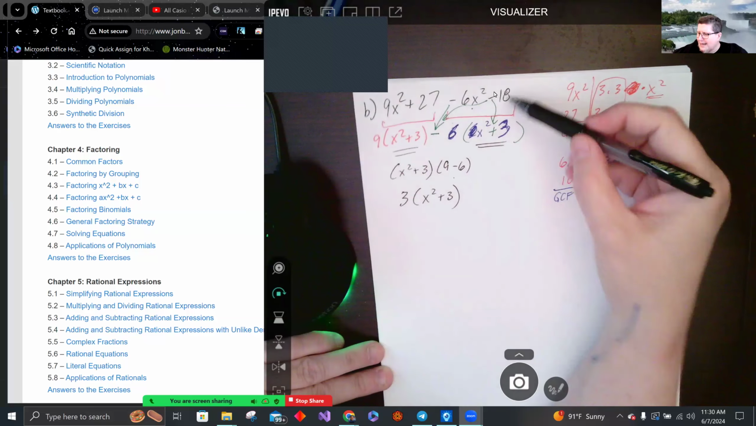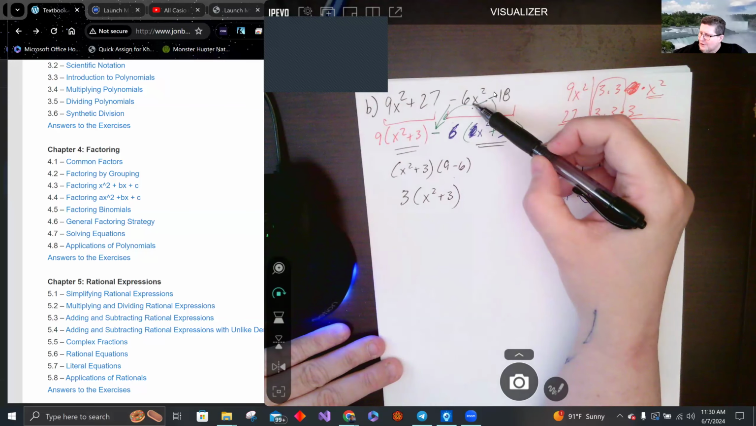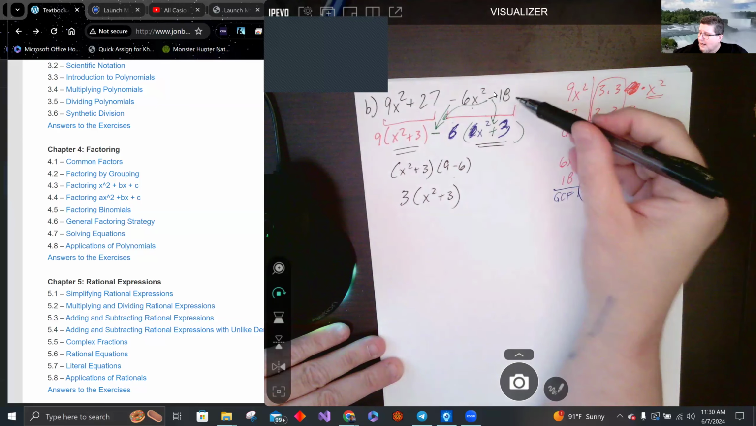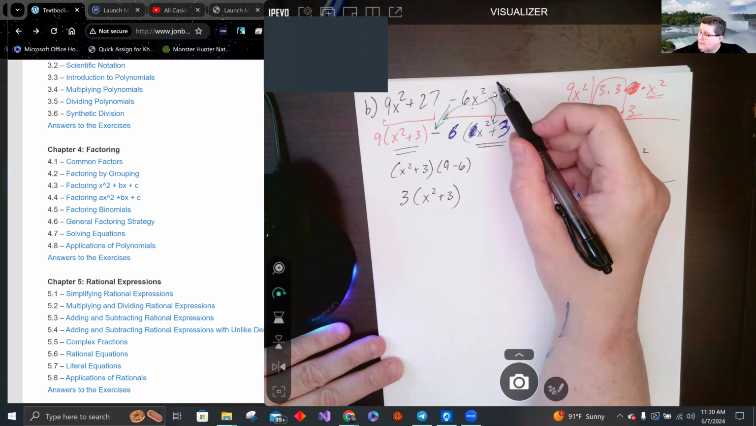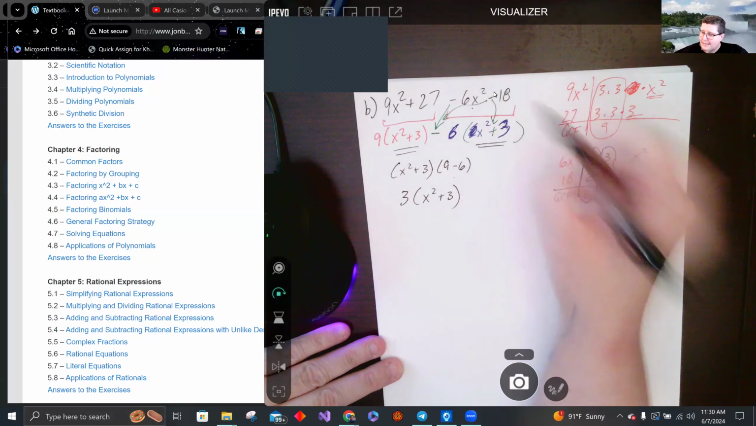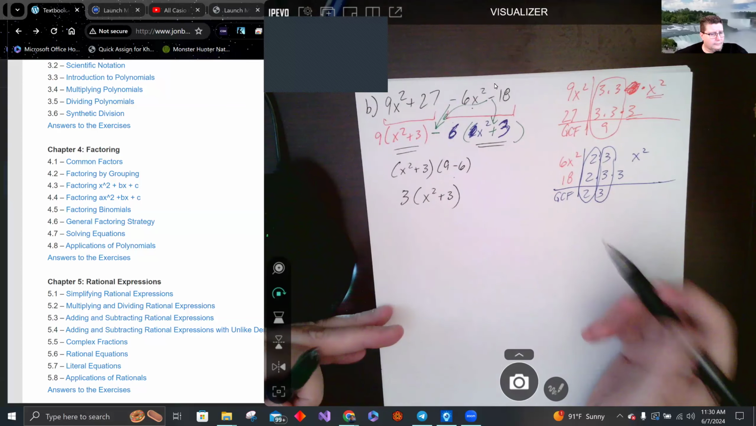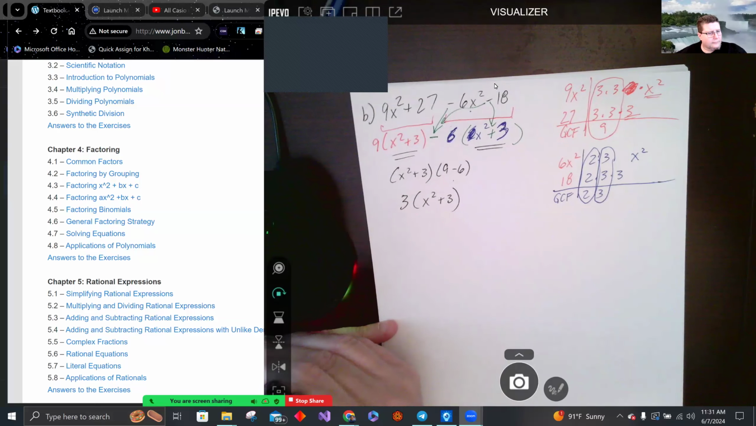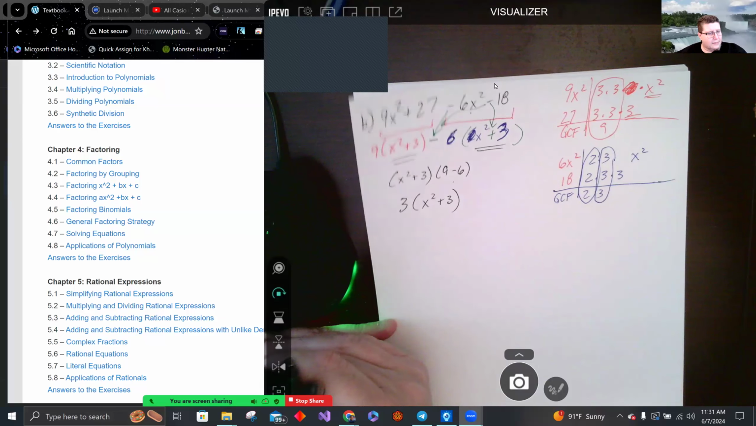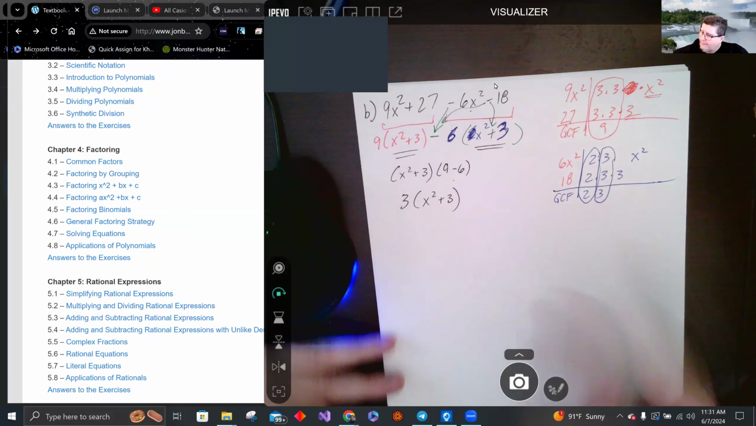Could I have done this from the beginning? Yes, I could have. I could have combined these together, the 9x squared and the negative 6x squared. And I could have combined the 27 and the 18. Let's see. All right.